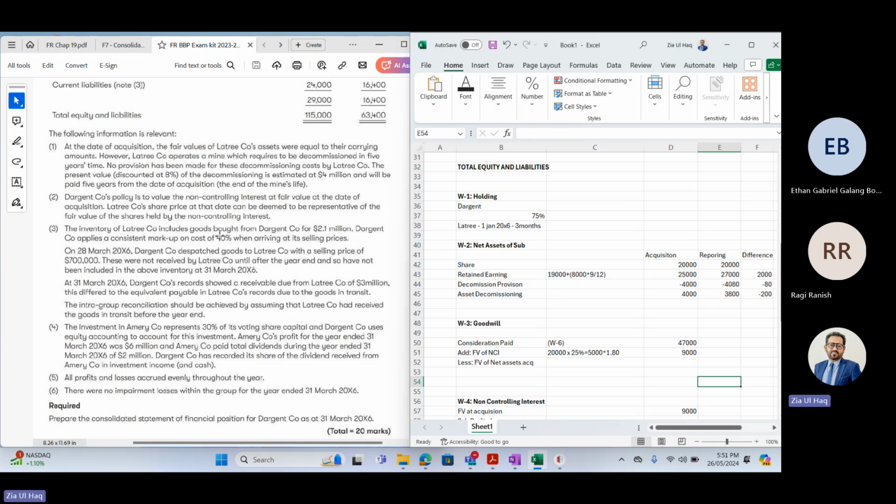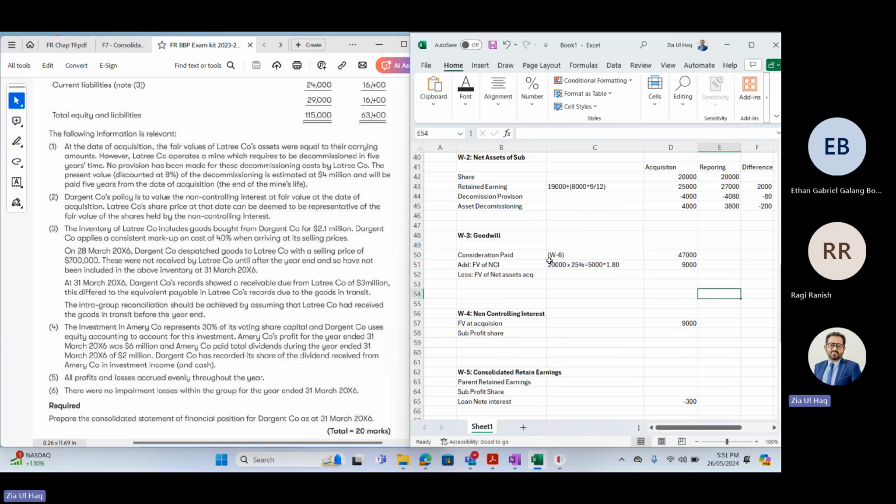Let's see what the other information is. On 28th March 2026, Dargent company dispatched goods to Latry company with a selling price of 700,000. This is some other information. This means that 2.1 million is separate. That 2.1 million is separate. So let's move towards some more working.